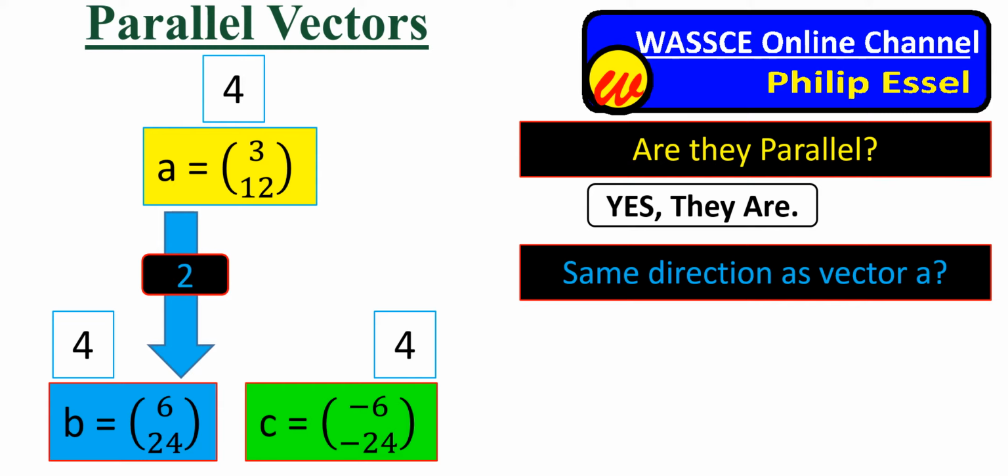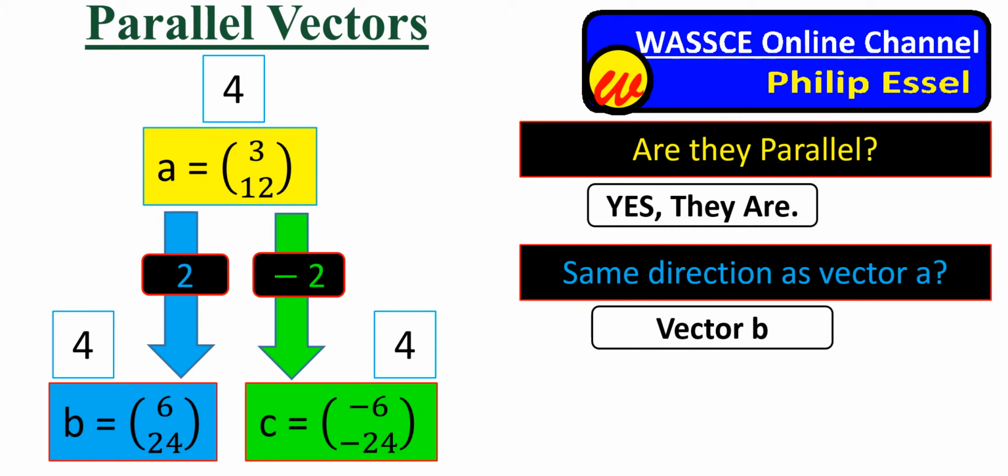Let's now move on to the vectors A and C. Which scalar do you think was used to multiply the vector A for us to get the vector C? In this case, the scalar was negative 2. Alright, so can we answer the question now? Which of the two vectors, vector B or vector C, is moving in the same direction as vector A? The answer is very obvious. It is the vector with the positive scalar, and that is the vector B.